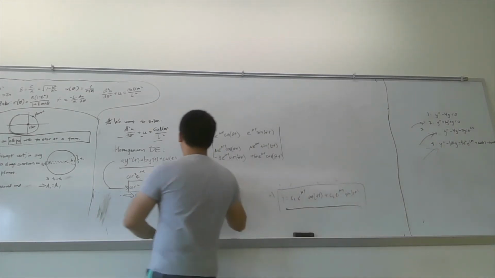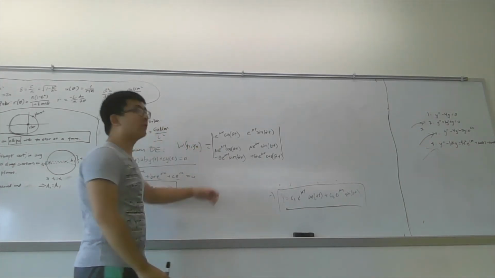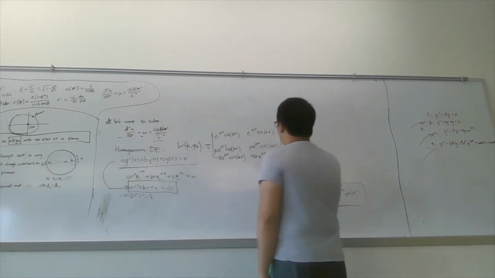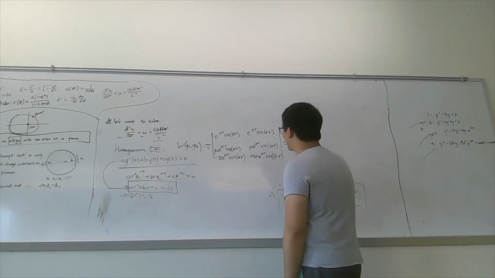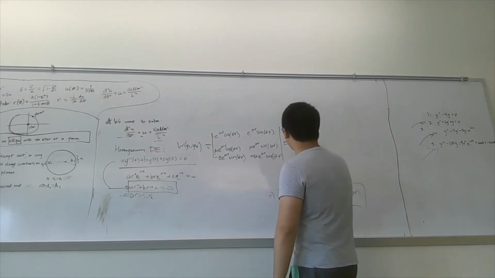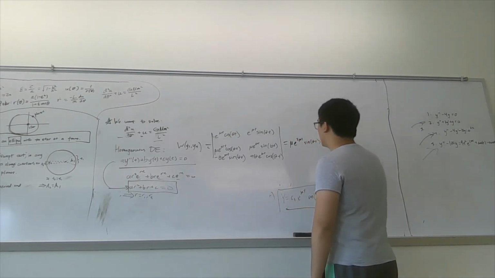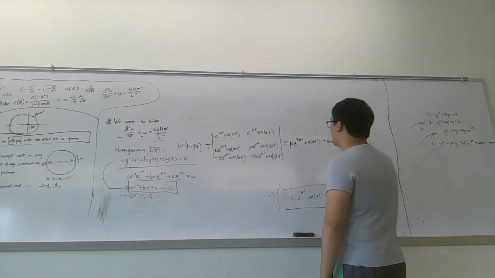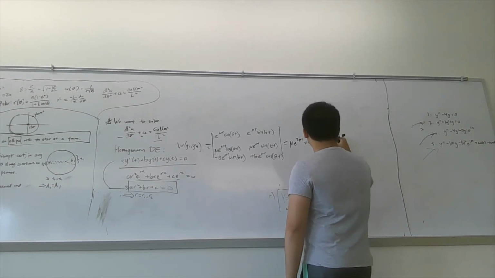So our Wronskian of y3 and y4 is just equal to this discriminant. And we get, we have some fairly messy algebra.